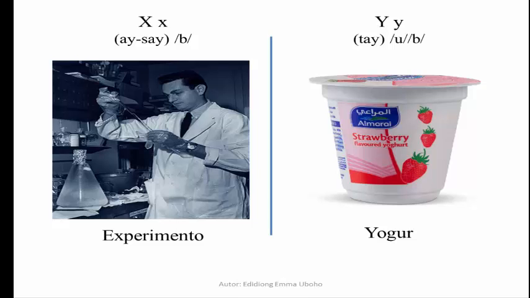The Spanish X, which is called X, is pronounced like a K and an S joined together, such as in the word experimento. The Spanish Y is called Y, which means Greek I, is pronounced just like the letter J in English, for example, such as in the word yogur.